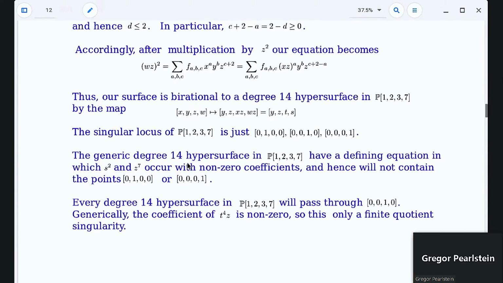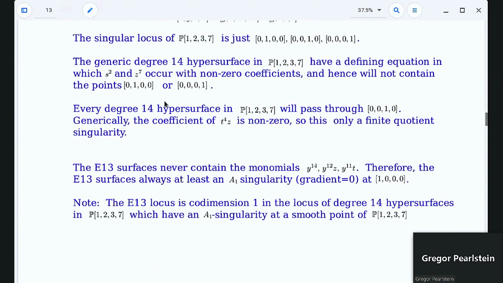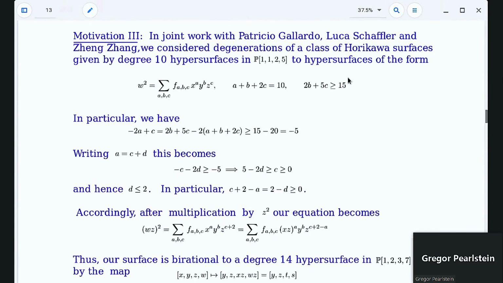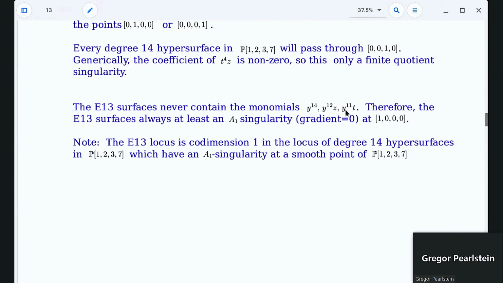Okay, that's what I would get in general. But now these E13 surfaces, the ones defined by this original set of conditions, never contain Y^14, Y^7 Z, or Y^10 T. So that means the gradient is always 0 at the point (1,0,0,0), so they always have an A1 singularity. The general degree 14 hypersurface in this weighted projective space is only quasi-smooth; it only has singularities coming from the ambient space. The particular E13 ones I wrote down would always also have an A1 singularity at a smooth point of that weighted projective space.